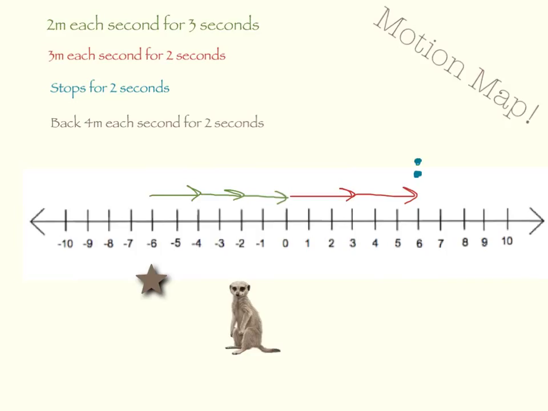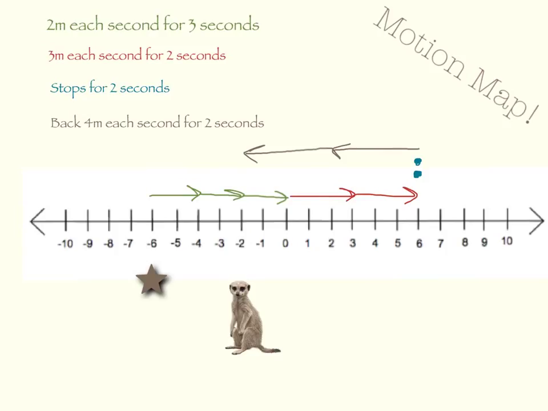1 second, 2 seconds. And then finally, Mr. Meerkat travels back 4 meters each second for 2 seconds. So each arrow should be 4 meters long, and there should only be 2 of them. 1, 2. So it looks like Mr. Meerkat's ending position is -2.